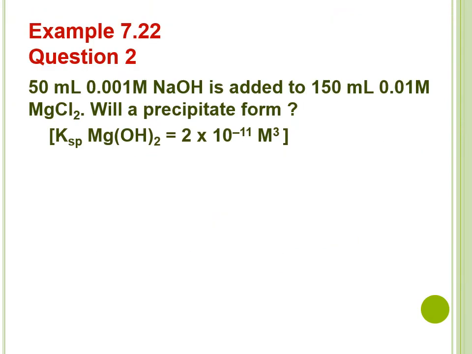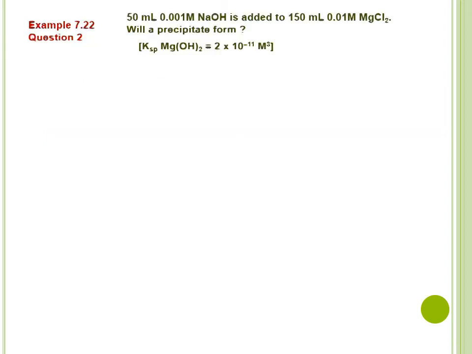So please write this down in your page 217 or 219. Example 7.22, question number 2. 50 ml of 0.001 molar sodium hydroxide is added to 150 ml 0.01 molar magnesium chloride. Will a precipitate form? Given Ksp for magnesium hydroxide is 2 times 10 to the power of negative 11.